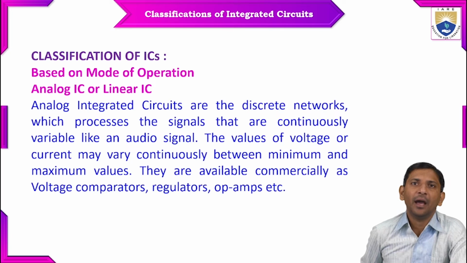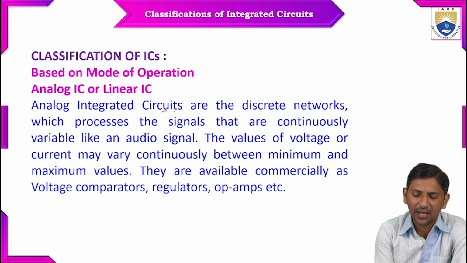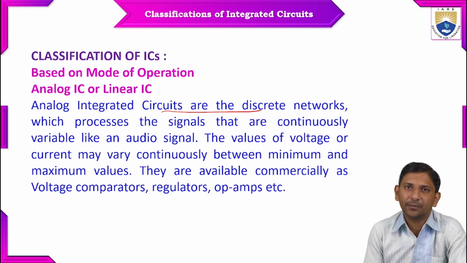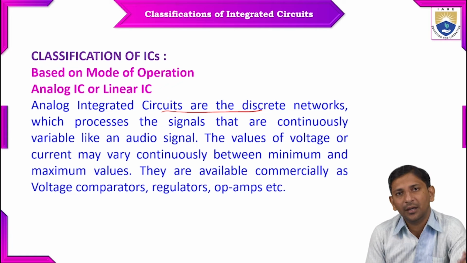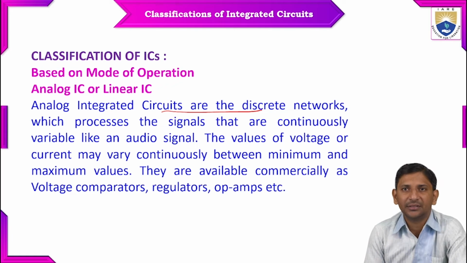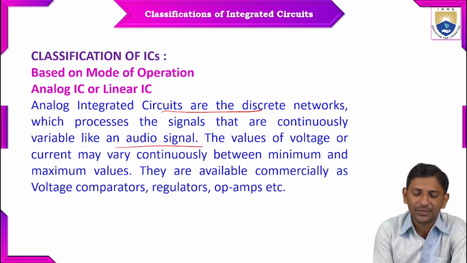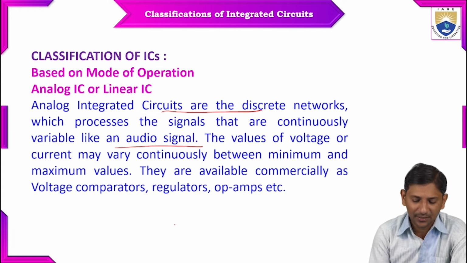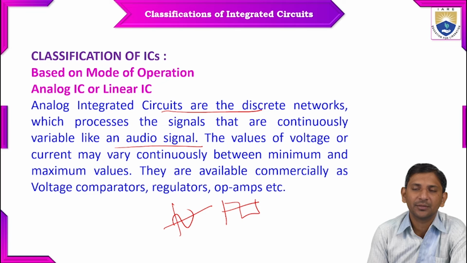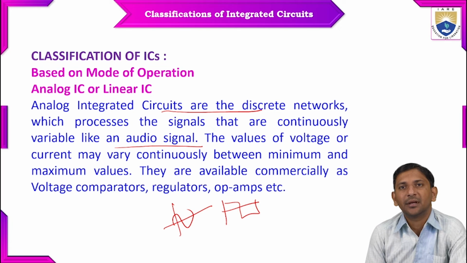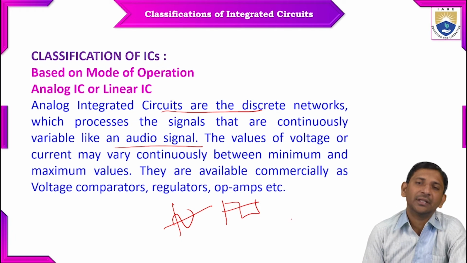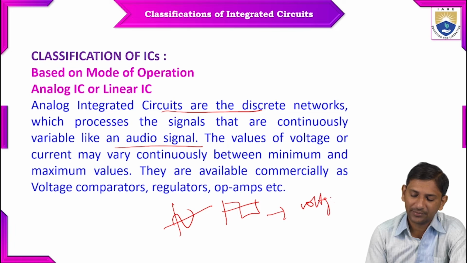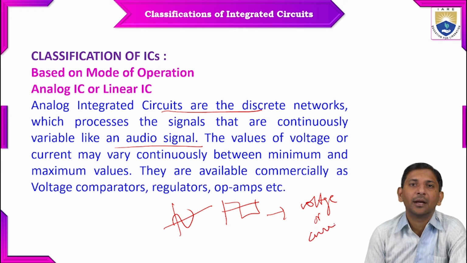Next one, analog ICs. These analog ICs are used in discrete networks, like in the communication sector or in the amplification process, transmitting, receiving, oscillations, etc. The input is a signal, either an AC signal or a pulse signal, used to perform such operations in the communication system. The values for these analog ICs are stored in the form of voltage or current.